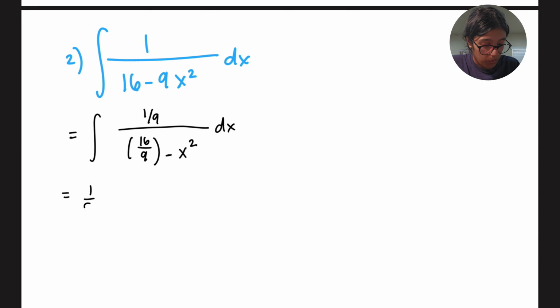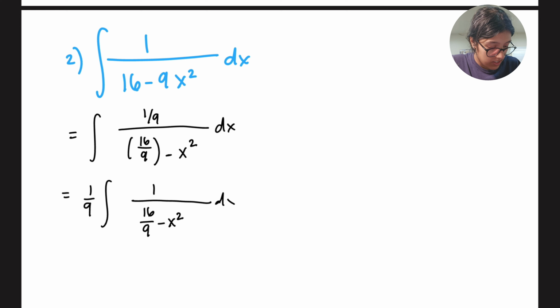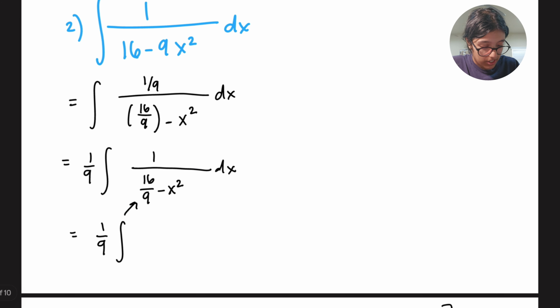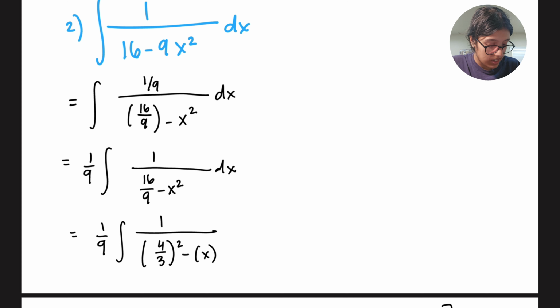I'm going to take that out. 1/9 integration 1 over 16 over 9 minus x squared dx. I'm going to rewrite this in terms of 16 over 9 equals something squared. In other words, we can write 1/9 integration 1 over 4 over 3 squared minus x squared.